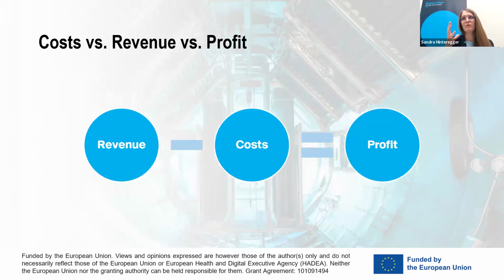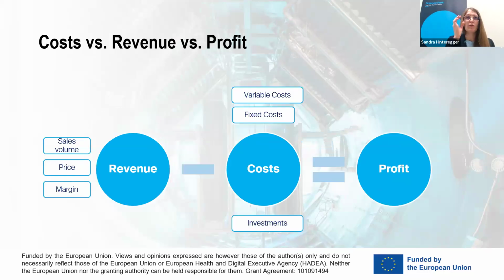As we all know, if we generate enough revenue to cover all our costs, then we are able to make a profit. Otherwise, we make a loss. And we want to take a closer look at these two ingredients today. So in order to determine our revenue, we need to forecast the sales volume, decide about the price, and about the margin we want to earn when we sell our product or service. With regard to costs, depending on the type of business, probably in the beginning we have to make a few investments, and we distinguish our costs in general between variable and fixed costs.